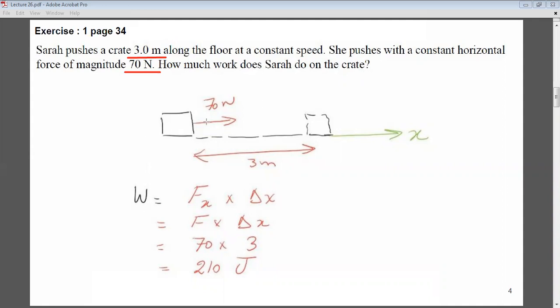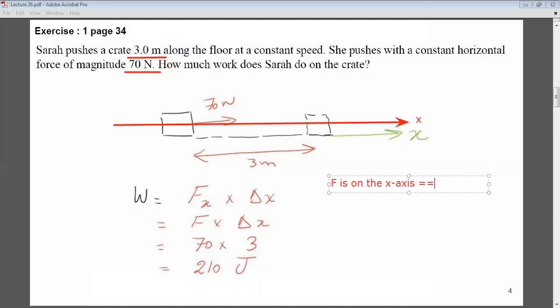So the very first thing we do is define the x-axis. Since it's moving in this way, the x-axis is horizontal. Then we see that all of force F is on the x-axis. So Fx is F. F is on the x-axis implies Fx is equal to F. Now we come to work equal Fx times delta x. Fx is F, times delta x, 70 times 3, 210 joules.